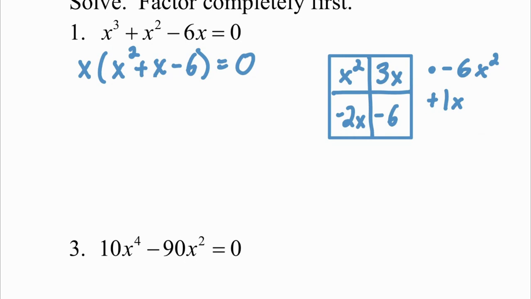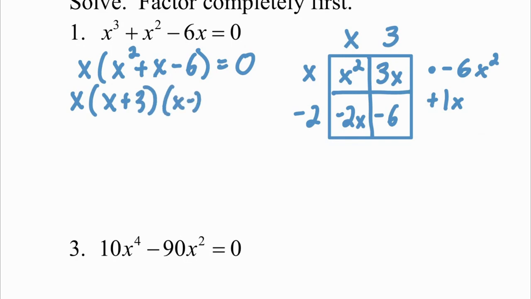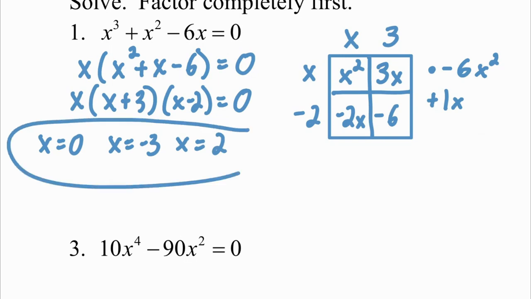So then we ask, out of the first column, what can I take out of both of those? That's going to be an x. Out of the second column, I can take out a 3. Out of the first row, I can take out an x, and out of the second row, I can take out a negative 2. So I keep the x that I already took out front, and then I'll have x plus 3, x minus 2, and I'll set each of these equal to 0. I should get x equals 0, x equals negative 3, and x equals a positive 2 as my solutions. You should be making these corrections with me as I go.